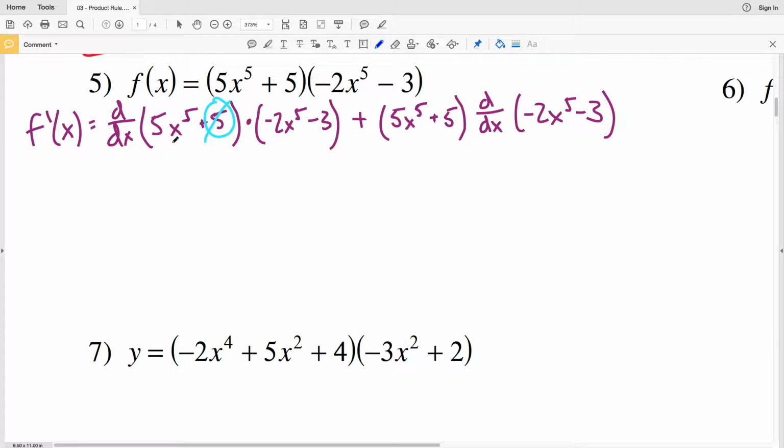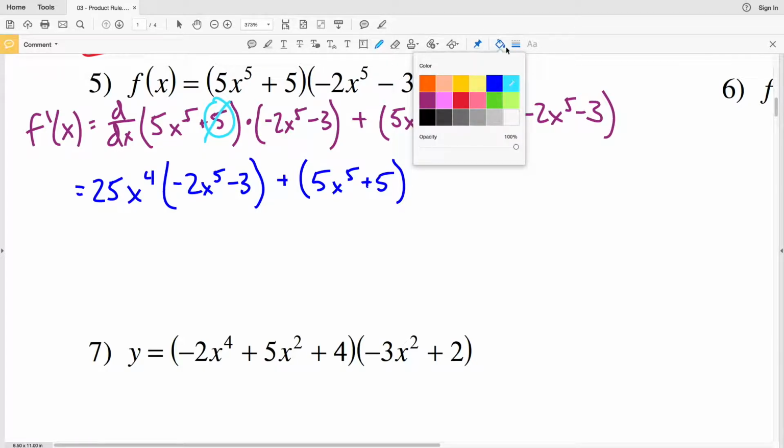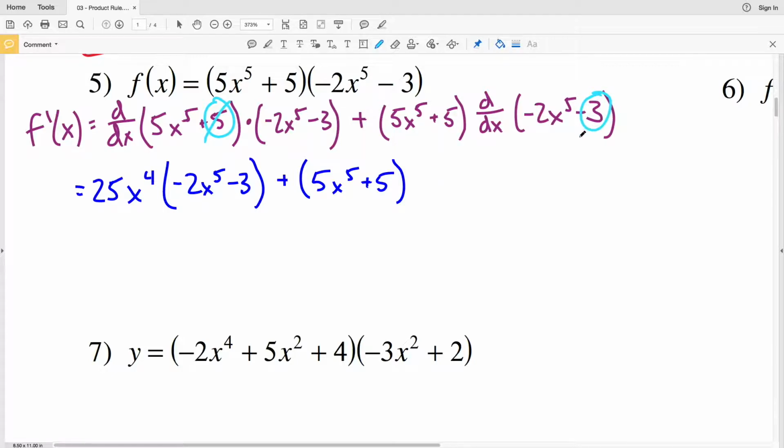So I'm looking at the derivative of 5x to the fifth, which is 5 times 5, which is 25, x to the 5 minus 1, which is x to the 4. And that gets multiplied by negative 2x to the fifth minus 3. Then I'm adding that to 5x to the fifth plus 5, and that gets multiplied by the derivative of negative 2x to the fifth minus 3, but this 3 is a constant, so that derivative will go to 0. So I'm just looking at the derivative of negative 2x to the fifth, which negative 2 times 5 is a negative 10, and x to the 5 minus 1 is x to the fourth.